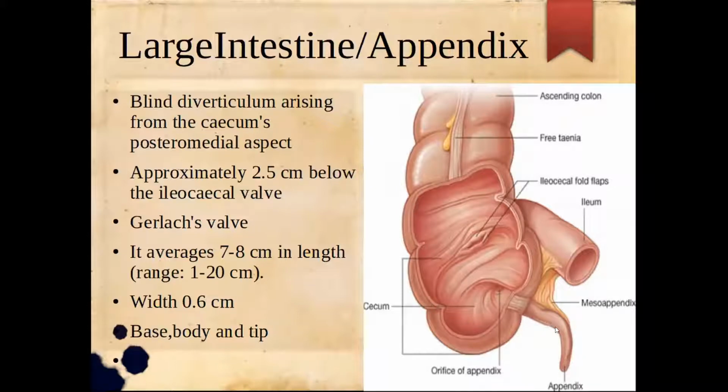How long is the appendix? The average, some books say 9 centimeters, some say 7 to 8 centimeters, but the range of the length of the appendix is from 1 to 20 centimeters. The width of the appendix is about 0.6 centimeters, some books say 5 millimeters. When we do a CT scan to diagnose appendicitis, if the thickness is more than 0.6 centimeter, this means an inflamed appendix. The appendix consists of 3 parts: the base, the body, and the tip.